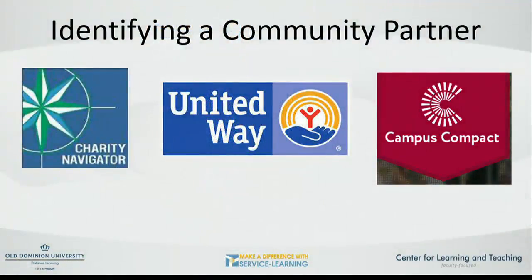And I'm going to give you a few ways you can kind of cheat and expedite the process. There's an organization called Charity Navigator, and if you go to charitynavigator.org, it lists almost every single nonprofit in the United States. And it lets you know what they do. It certifies their credibility as a nonprofit, because we also want to make sure we're ensuring the safety of our students. But every nonprofit's listed under Charity Navigator.